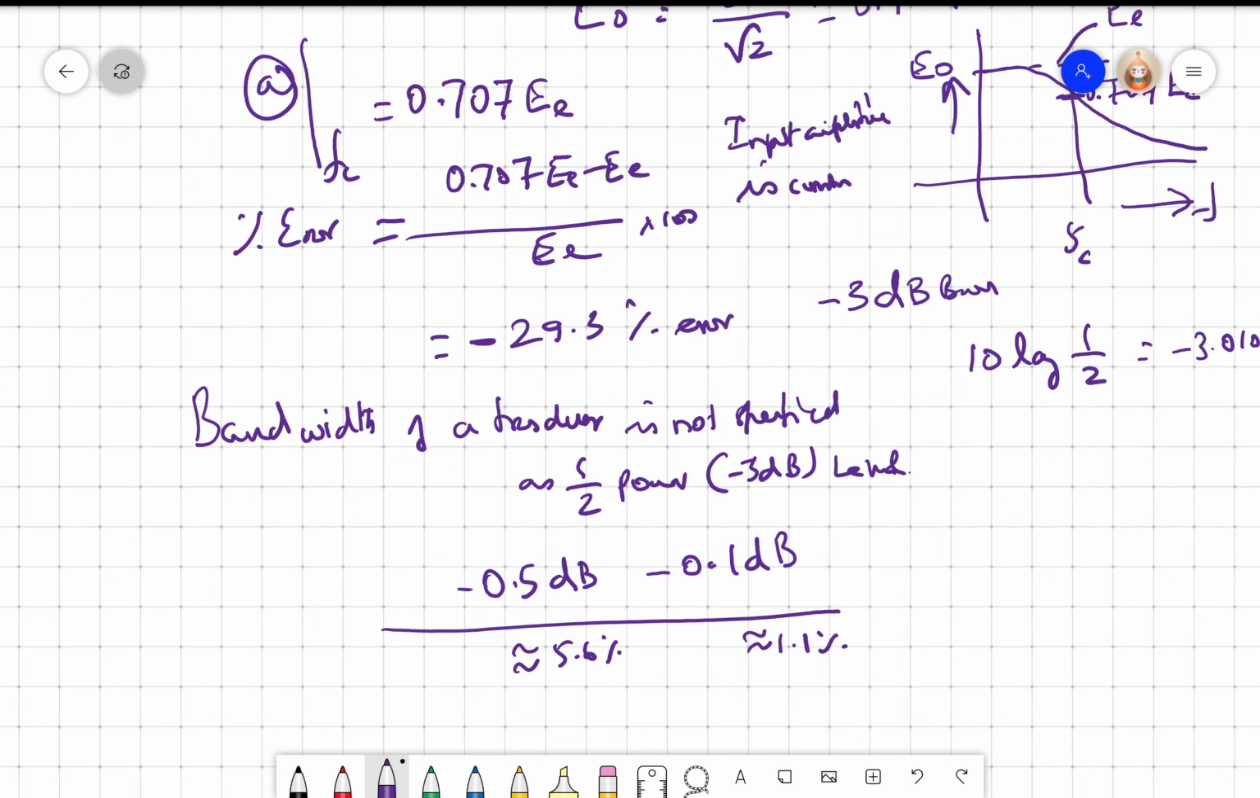So please note that when it comes to the bandwidth of a transducer, most of the time we do not rely on the half power or minus 3 dB bandwidth because that's useless. At that point, my error is really 30%. I cannot use that for measurement. So when it comes to transducers, we use half a dB bandwidth or 0.1 dB bandwidth, so that the errors are minimal.